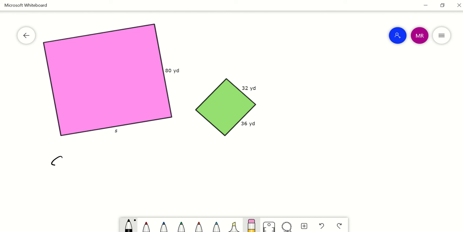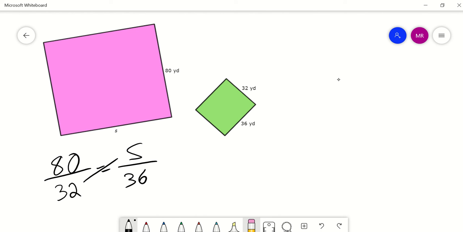So let's say 80 corresponds to 32. So I did pink over green. That means S has to correspond to 36. This might be it. This might not be it. It's kind of a funky question because it's tough to tell which one's longer. So 32S is equal to 80 times 36.